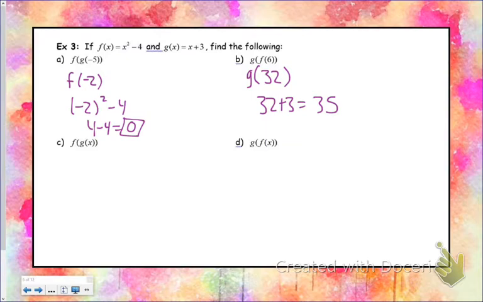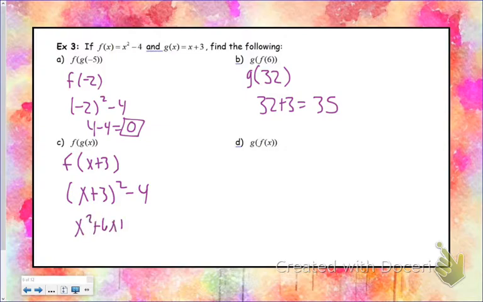All right, so f of g of x means that I'm going to evaluate f of x plus 3, because that's the g of x function. So everywhere there's an x in the f of x function, I'm going to replace that with x plus 3. So this is x plus 3 squared minus 4. So x squared plus 6x plus 9 minus 4. So x squared plus 6x plus 5.